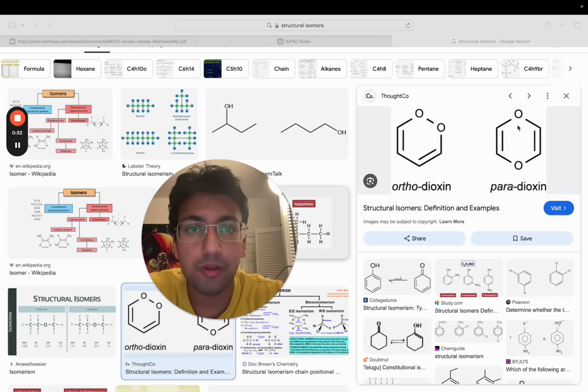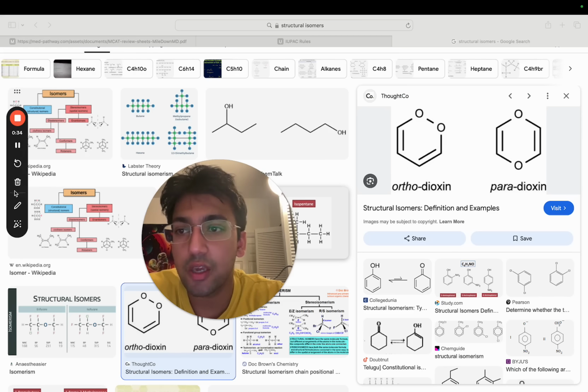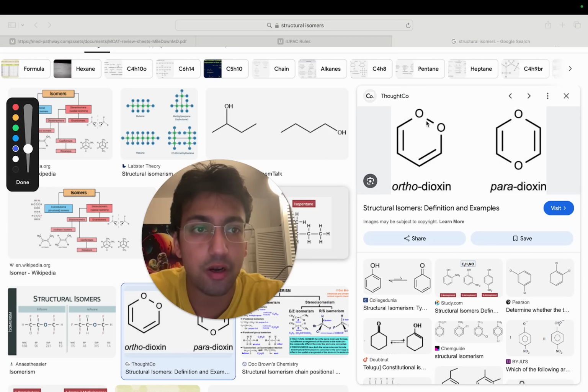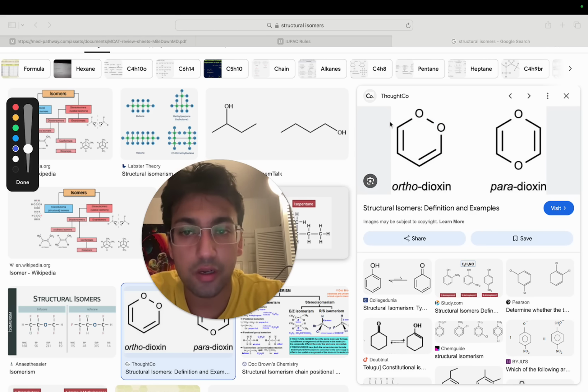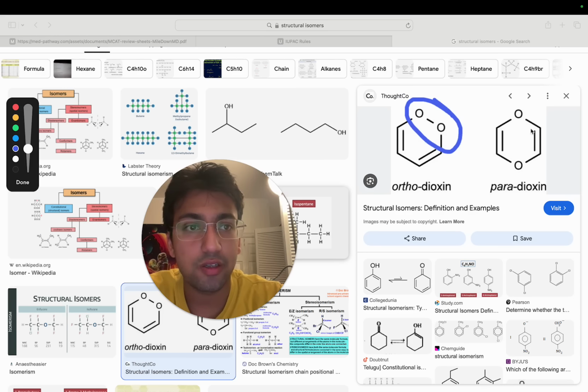So this is an example of structural isomers. They have the same formula because they have the same number of carbons, the same number of oxygens over here and over here, and the same number of hydrogens that are attached to the carbons. But the atoms are connected differently. Here the oxygens are attached to each other, and here the oxygens are apart from each other.